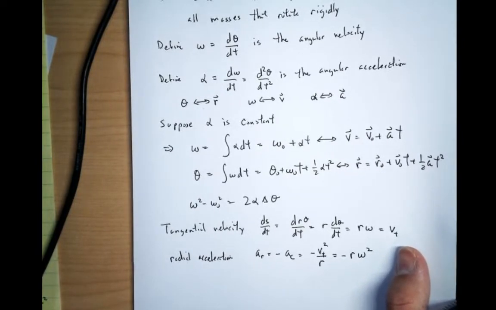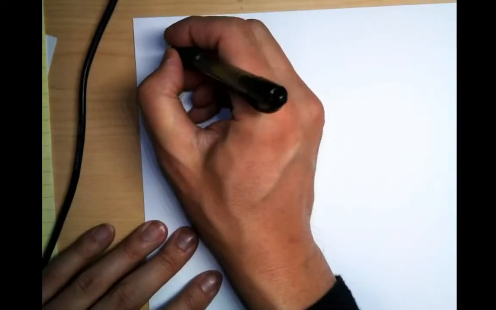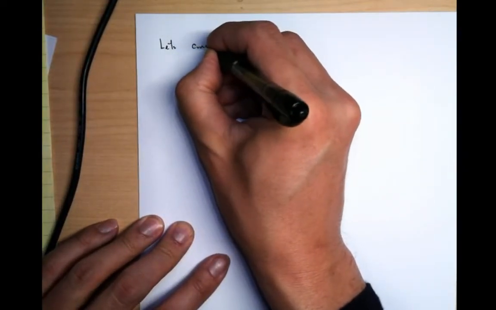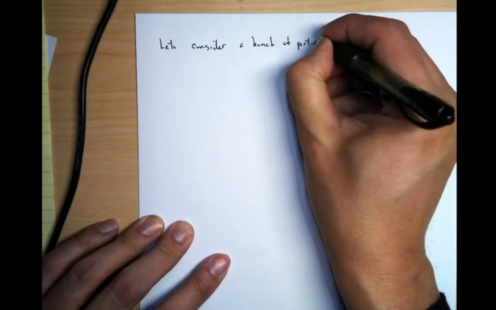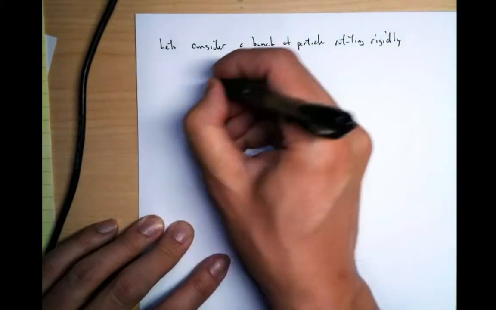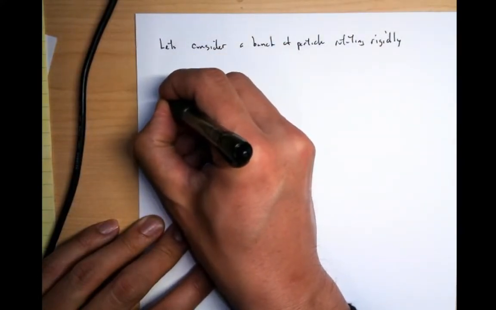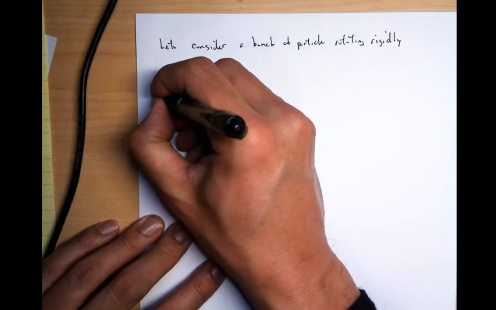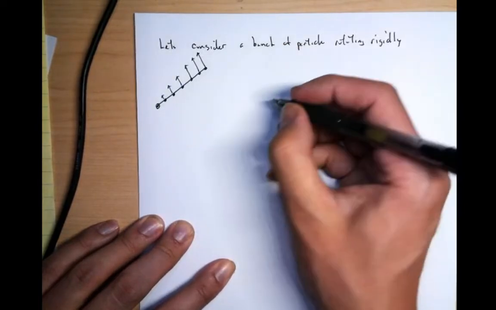Now, let me consider a bunch of particles rotating rigidly. Let's imagine that we have a stick that I'm going to rotate around here. I'll put a bunch of masses on it. The velocity of this thing increases as I go toward the edge.